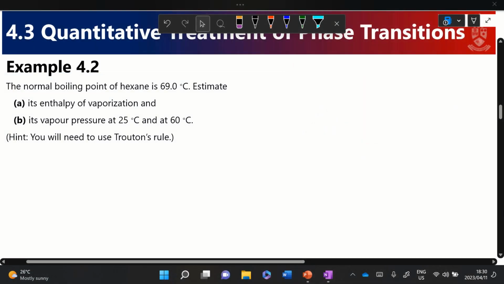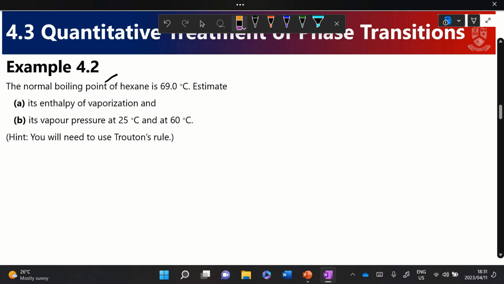Okay, so let's look at example 4.2, and here we asked if the normal boiling point of hexane is 69 degrees Celsius. We need to estimate its enthalpy of vaporization and also the vapor pressure at two other temperatures. So when we are given the normal boiling point, it always of course refers to the boiling point at 1 atmosphere.